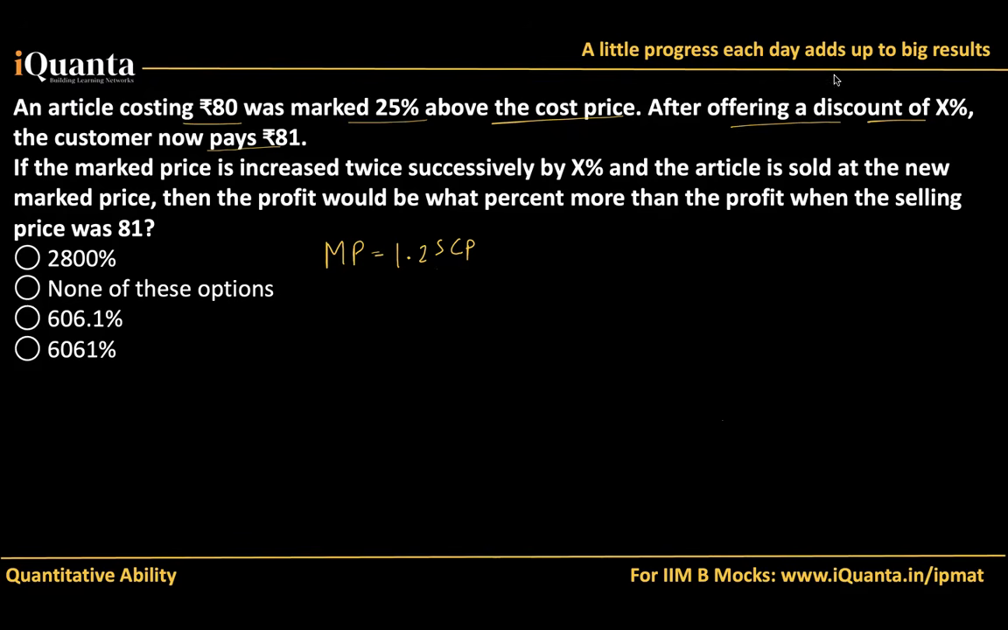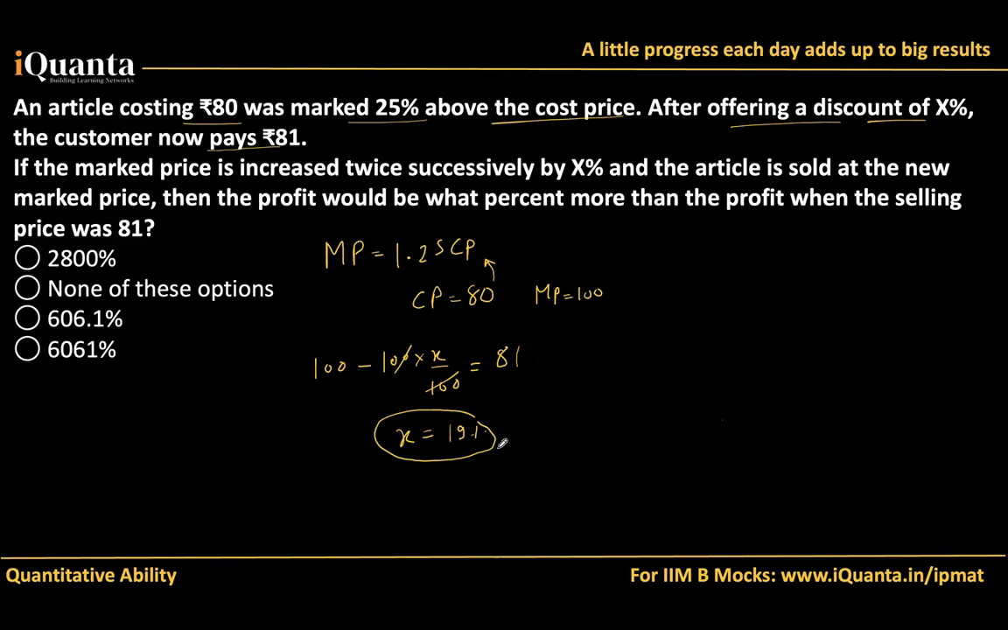So what do we do here? We were given that CP is 80. If CP is 80, you put it here, you get MP equals 100. On 100, you are giving a discount of X percent. When you reduce 100 by X percent, why? Because you are giving a discount. So you will reduce X percent of 100 from 100, and you get 81. That simply means X equals 19. So a discount of 19% was given. I hope that is clear.